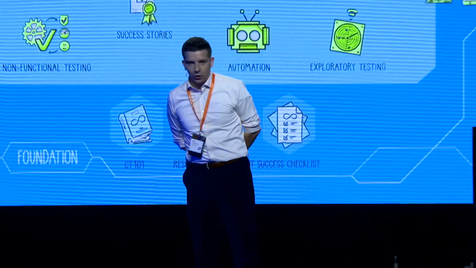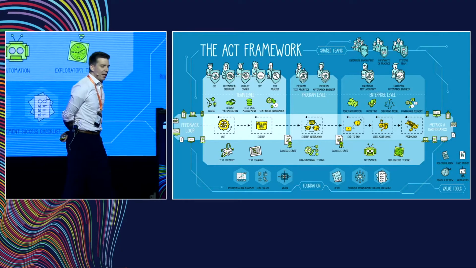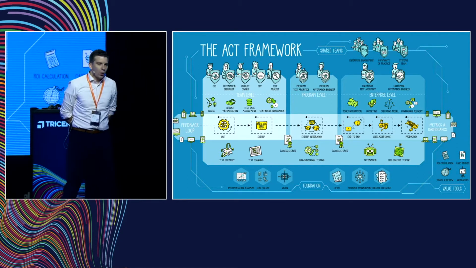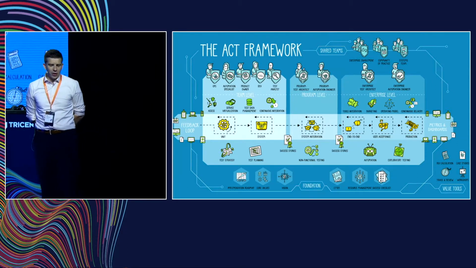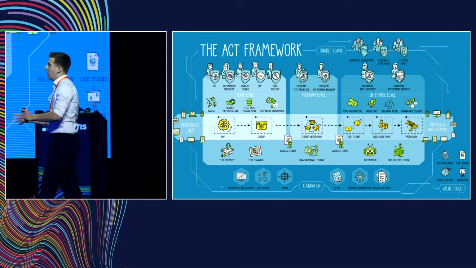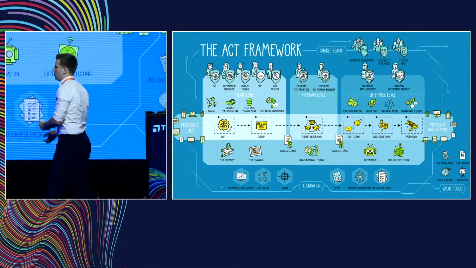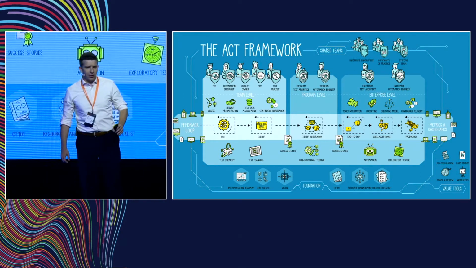And this is how it looks. So the ACT framework basically defines what kind of roles you need in your enterprise organization. It defines it on a team level, on a program level, and on the enterprise level. It defines what capabilities you need to implement.